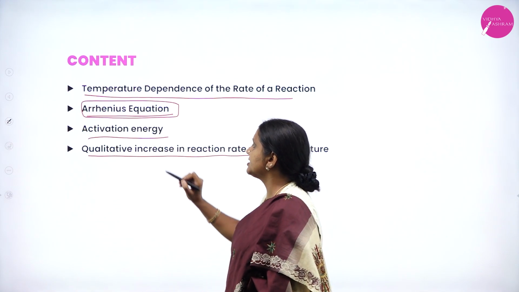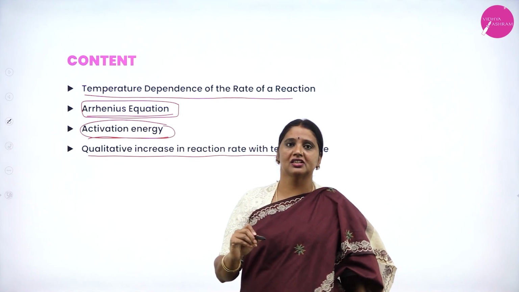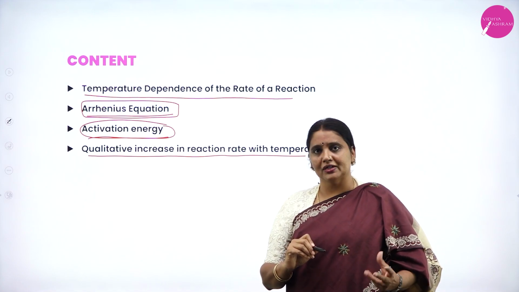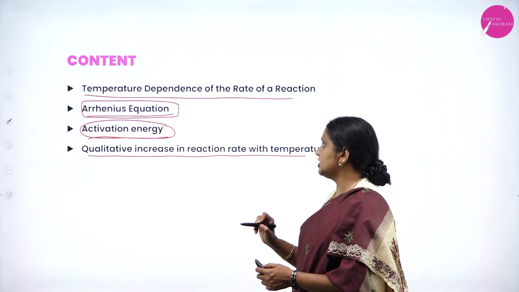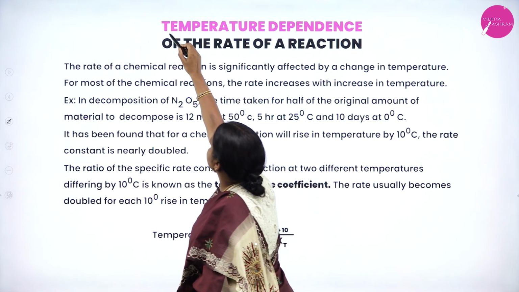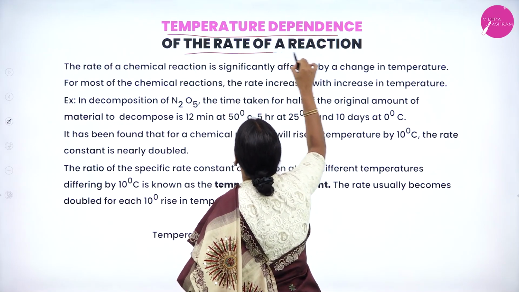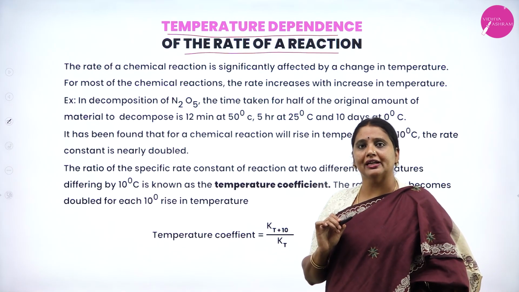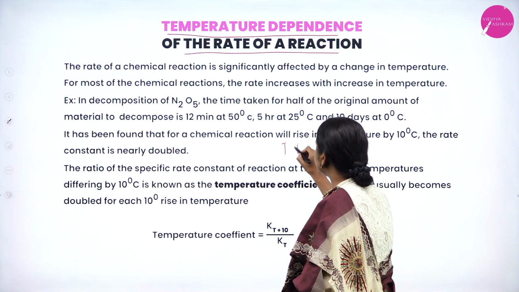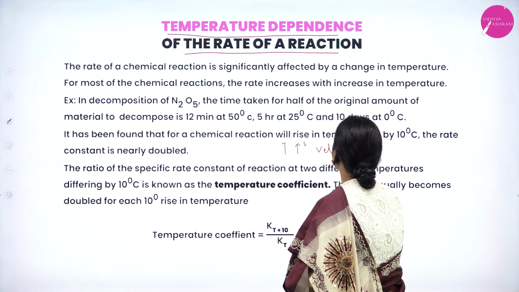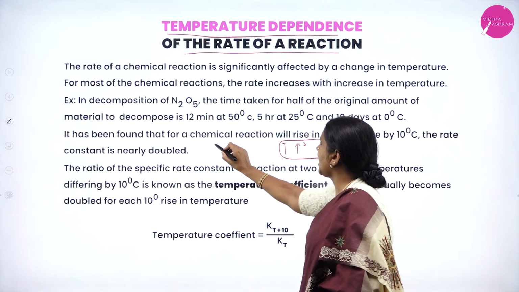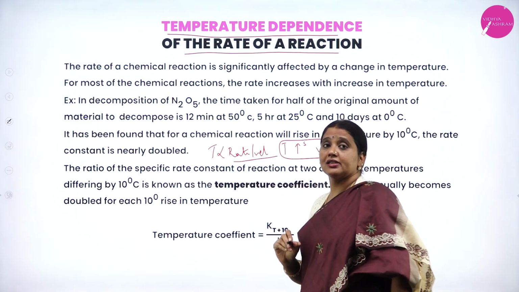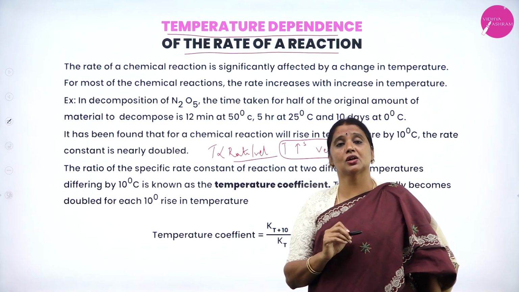That equation is the Arrhenius equation. You have heard about different types of energy like kinetic energy and potential energy. But today in this class, I am going to explain one term known as activation energy. Now, the temperature dependence of the rate of reaction. You know that as temperature increases, the velocity of a chemical reaction also increases. I can say temperature is directly proportional to the rate or velocity of a chemical reaction. As temperature increases, the velocity or rate also increases.